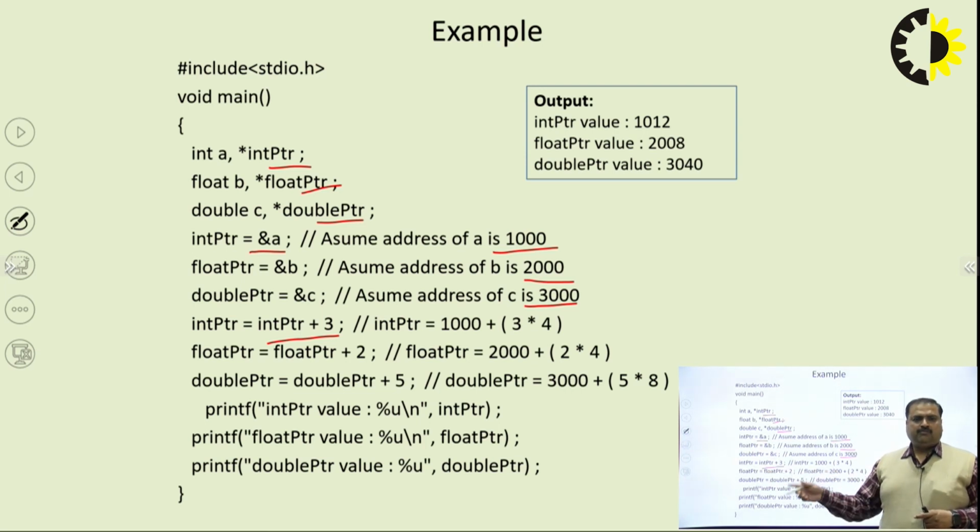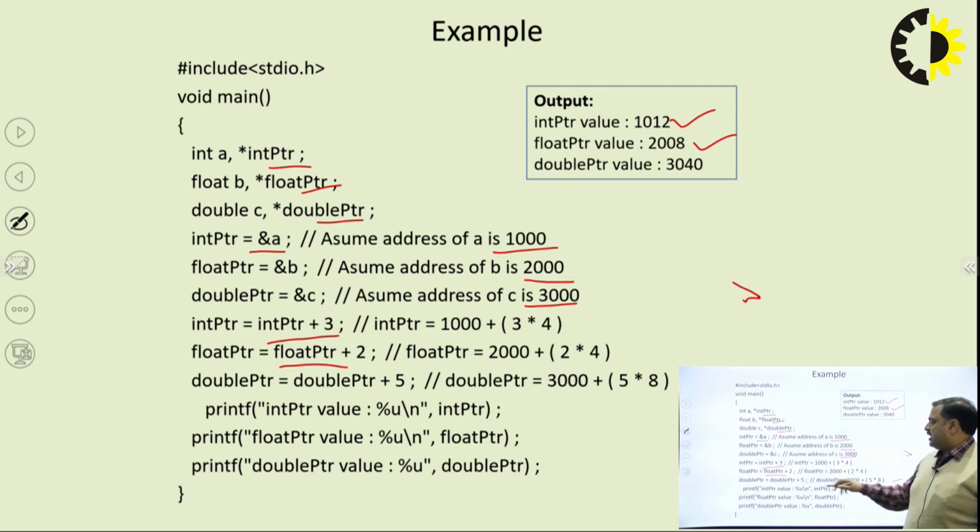So, 3 into 4. So, this address will be 1012, whereas float is again having 4 size requirement. So, 2 into 4. So, that will be 2008, and double is having a different size requirement. So, 5 into 8. So, that will be 3040. So, if we are adding something to the pointer, the next address will be calculated with the help of what kind of value it is referring to.